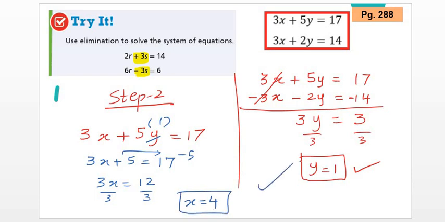So I have discussed two cases with you. One of the cases is when the like terms already have the same coefficients with different signs, and the other is when the like terms have the same coefficients but their signs are similar. If the signs are similar, we need to change the signs of one of the equations by multiplying it by -1. So this was all about the examples. Let's solve some questions now from the exercise of the lesson.